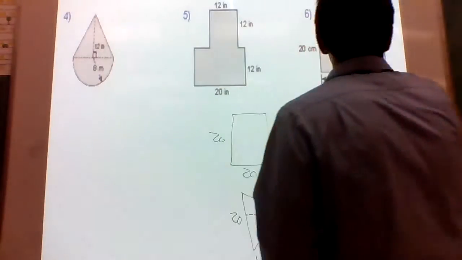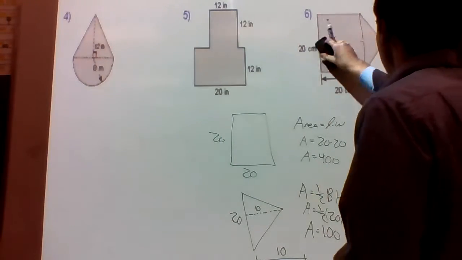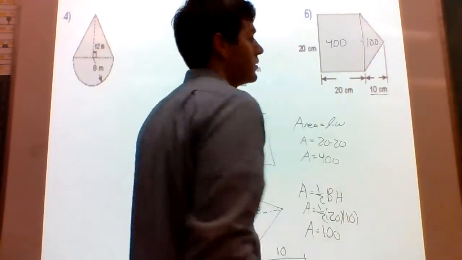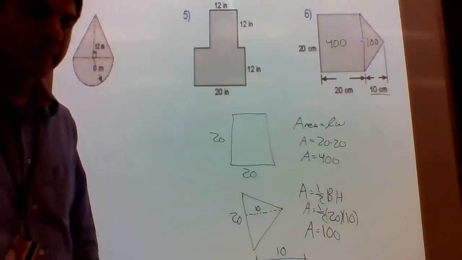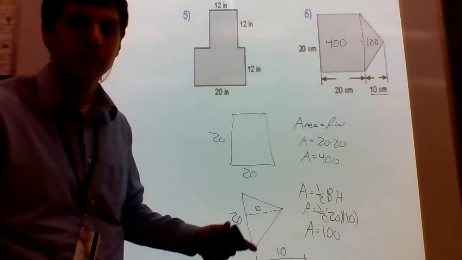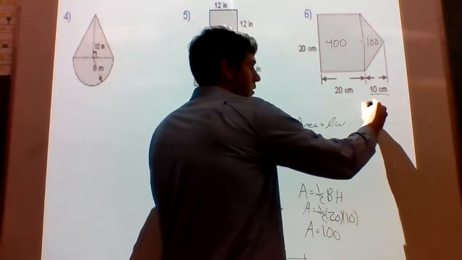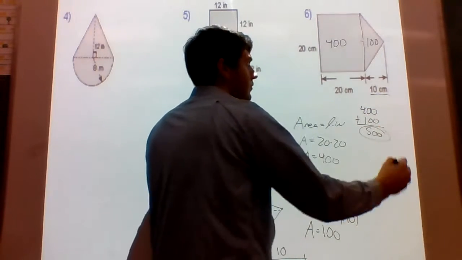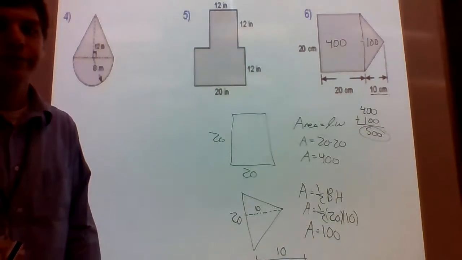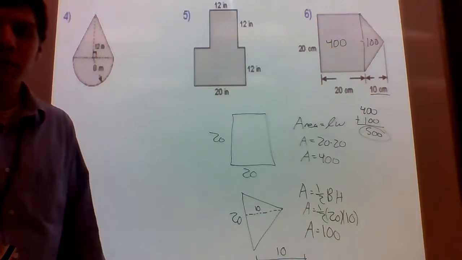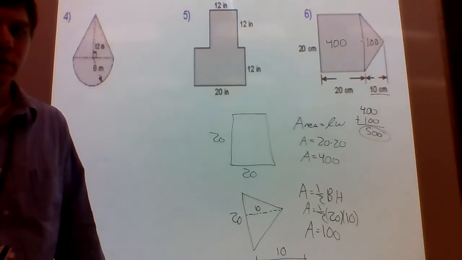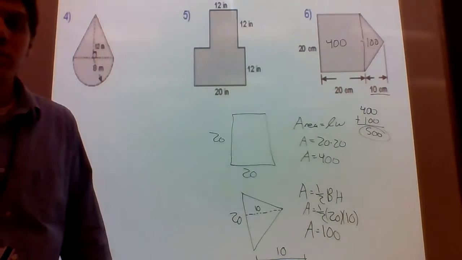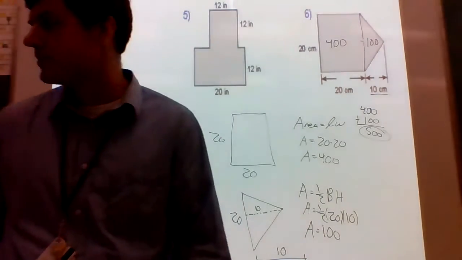So if we erase this part, the area of the rectangle is 400, and the area of the triangle is 100. Okay, so the total area, we have to add them together. 400 plus 100 gives us 500 centimeters squared. For our purposes, we're not going to worry about units. It's just 500. Maybe we should be doing units, but it's too late to go back, I think.